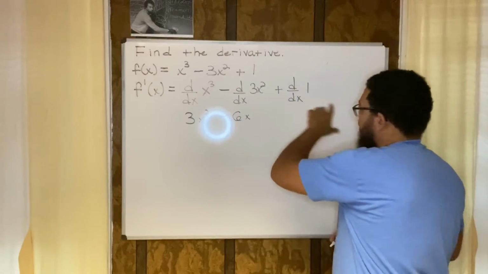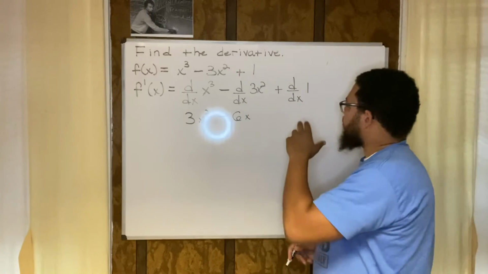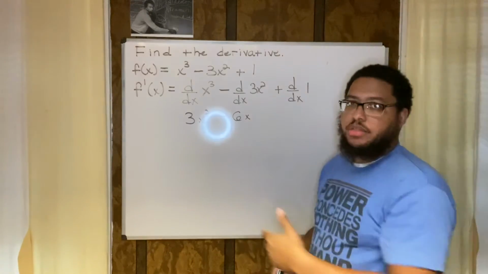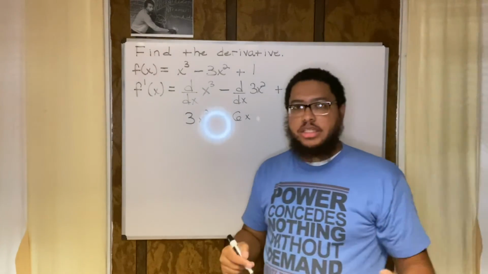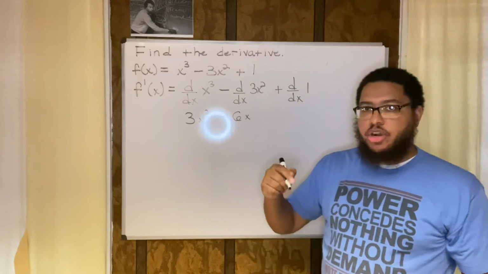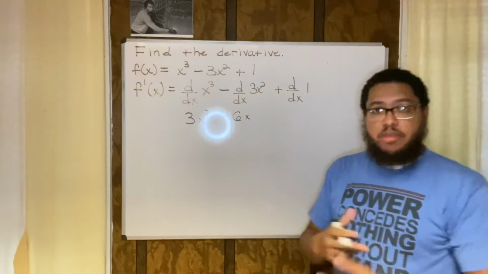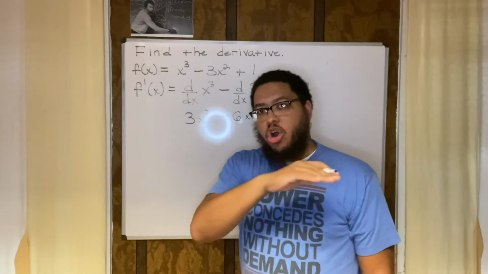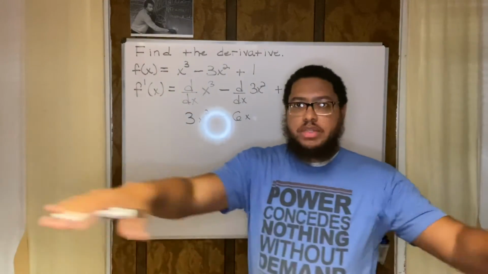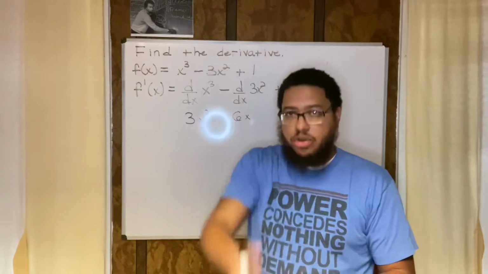Now, right here, this is the constant rule. The constant rule says that anytime you take the derivative of a constant, because really what we're saying is, okay, what's the slope of the tangent line of that term? So if the tangent line was y equals 1, remember from algebra that when you got y equal to a number, that represents a horizontal line. Just like if you had x equals a number, that represents a vertical line.